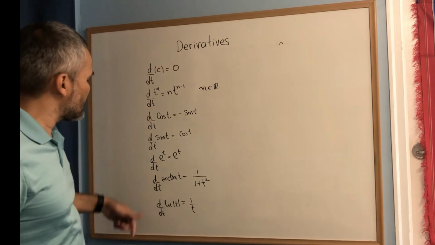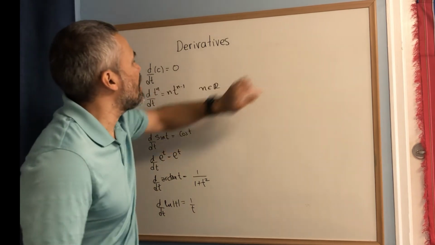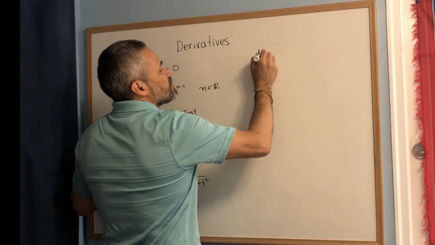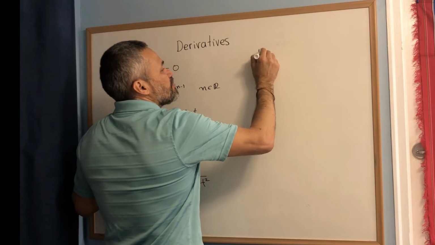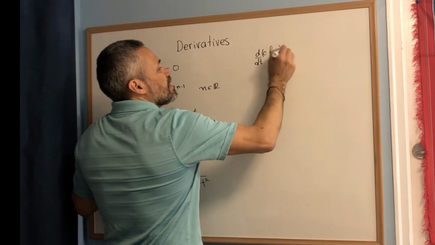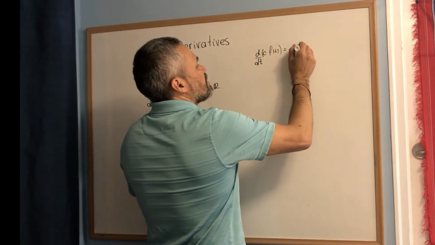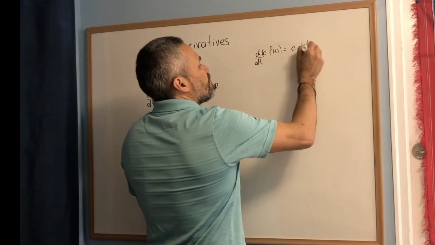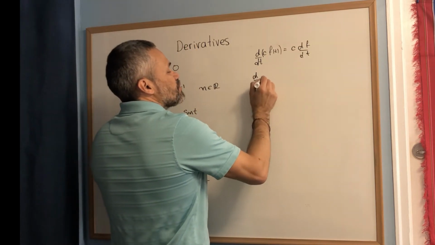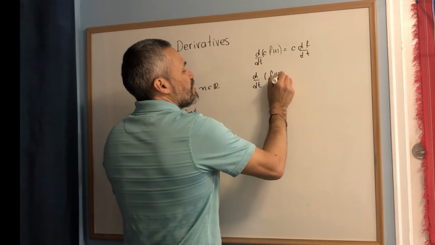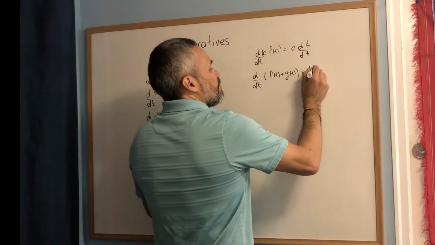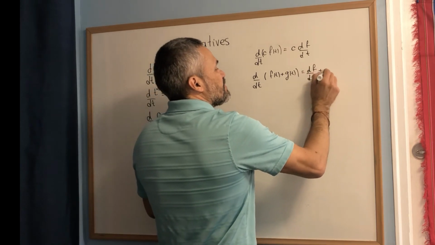We have these properties that go through the basic functions, and we have some properties that say that if we have the derivative with respect to t of a constant times a function, let's say f of t, then this is just the constant times the derivative of f with respect to t. The derivative of a sum of two functions, f of t plus g of t, is just the sum of the derivatives.